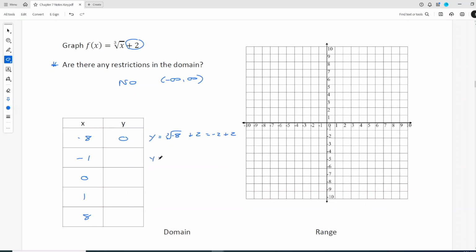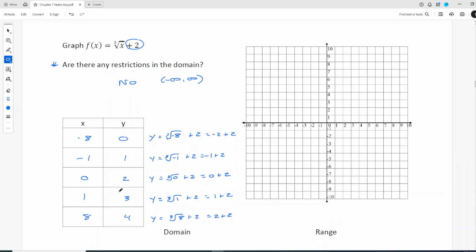Then we plug in -1. We've got the cubed root of -1, then we're adding 2. So that's going to be -1 plus 2, which is 1. Then we're going to plug in 0. The cubed root of 0 is 0, plus 2 is 2. Then we're going to plug in 1. Y equals the cubed root of 1 plus 2. That's going to give me 1 plus 2, which is 3. And then lastly, when I plug in 8, I've got the cubed root of 8 plus 2, which is going to be 2 plus 2, which is 4.